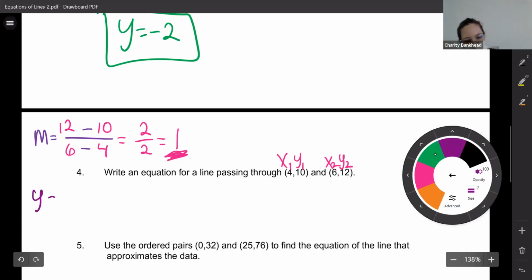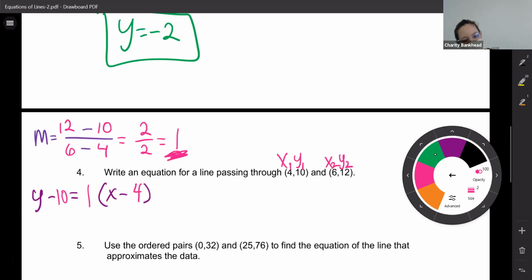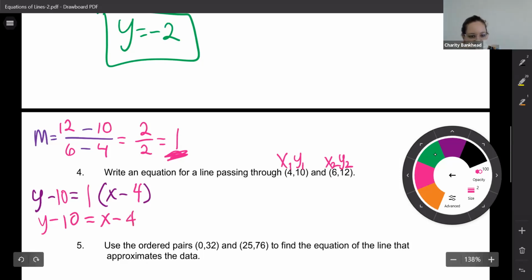So y minus 10 equals 1 times x minus 4. Okay, so y minus 10 equals x minus 4. And let's just add 10 to both sides. That's going to give us y equals x plus 6.